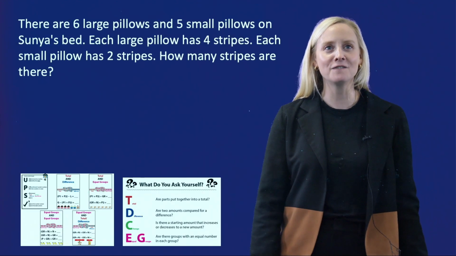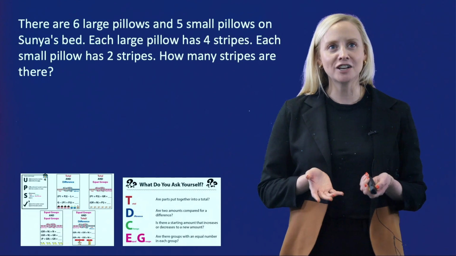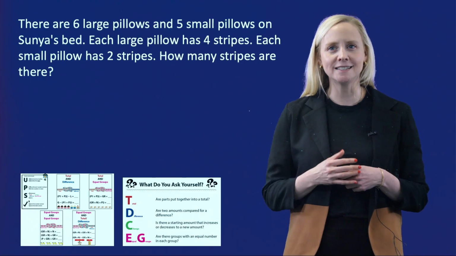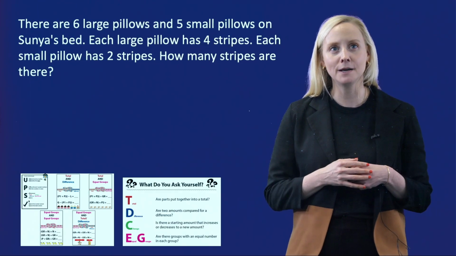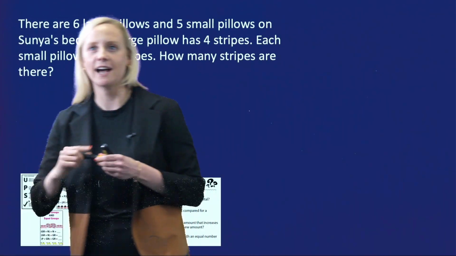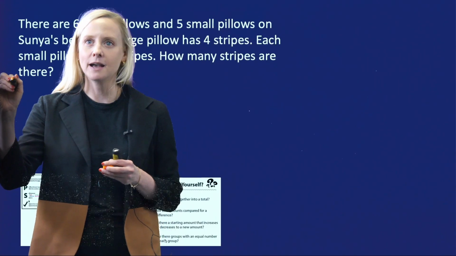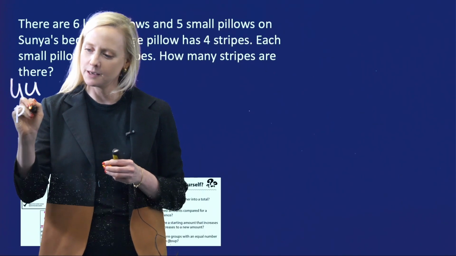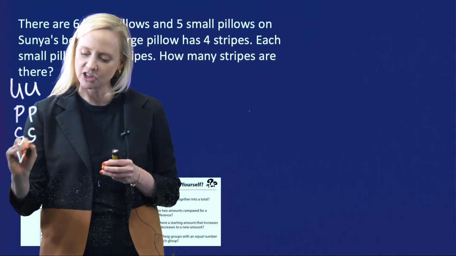So let's take a look at our first example. We always want to check for a table or a graph. I don't see a table or a graph, but if I did, I would number it. So I'm going to go ahead and grab my marker so I can write my attack strategy on the side of my paper. So here, my attack strategy, UU, PP, SS, check, check.